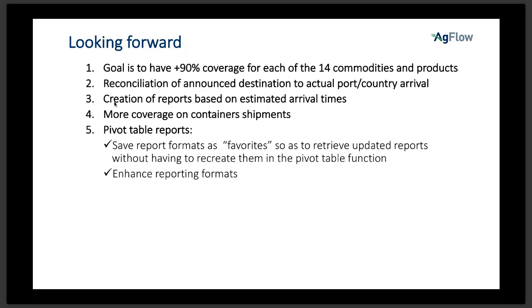We will look eventually at reconciliation of announced destination to actual port and country arrival, although we are putting some rules in place to try to catch movements that may not be correct. An obvious one is when we see vessels that have soy meal as a cargo and China as a destination, usually something is not right there, and that has to be corrected. Either it's soybeans or the vessel's going to another destination.